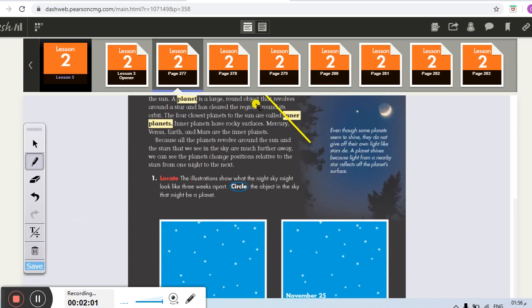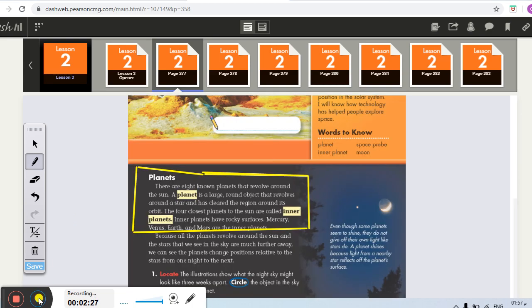A planet is a large round object that revolves around a star and has cleared the region around its orbit. The 4 closest planets to the Sun are called inner planets. The inner planets are Mercury, Venus, Earth, and Mars. These are the inner planets, and they have rocky surfaces.